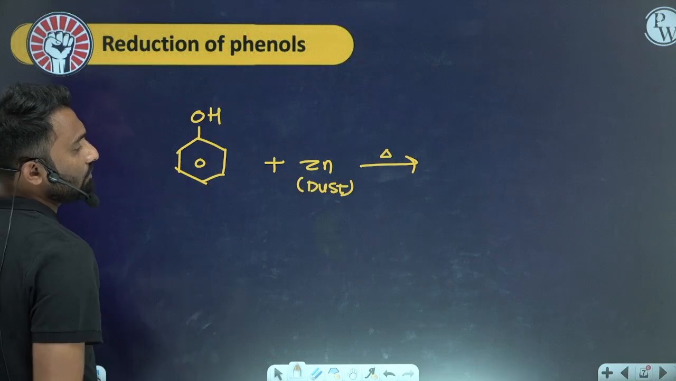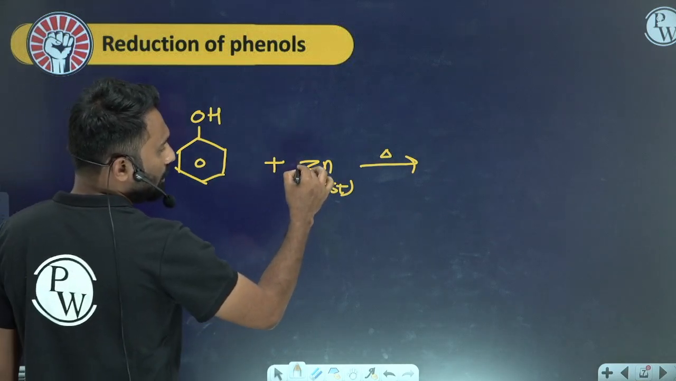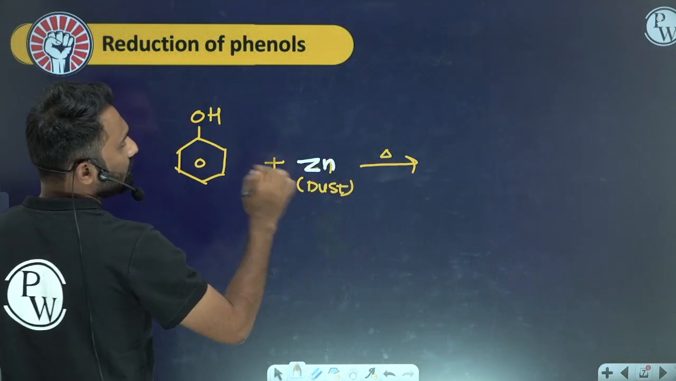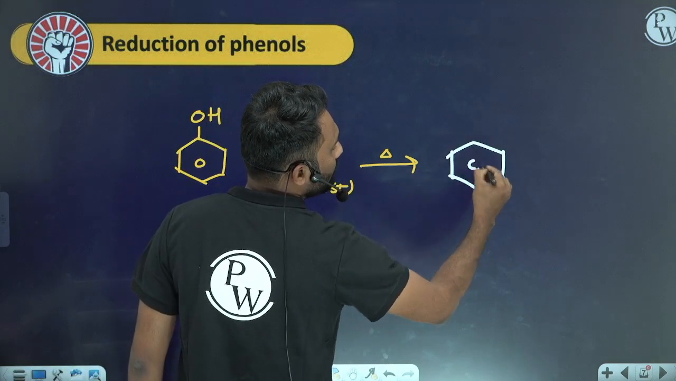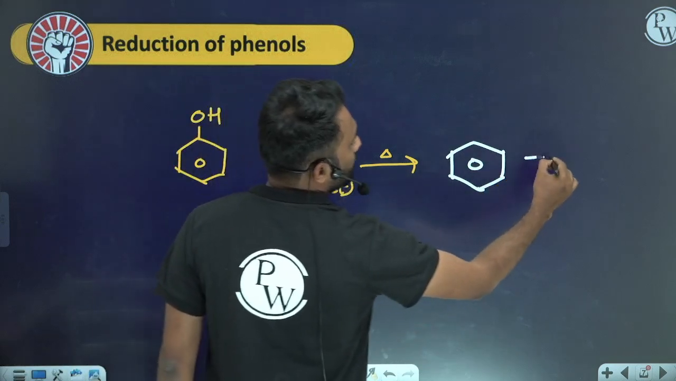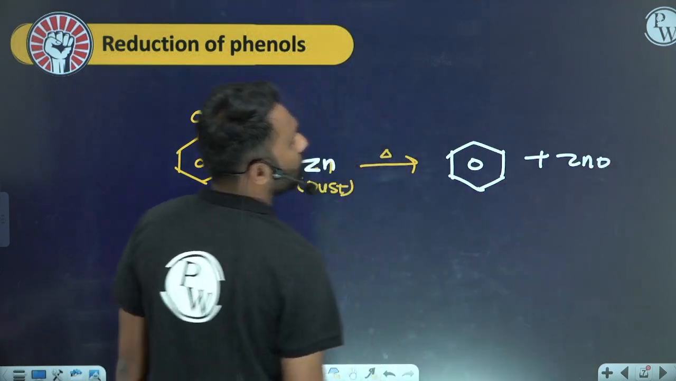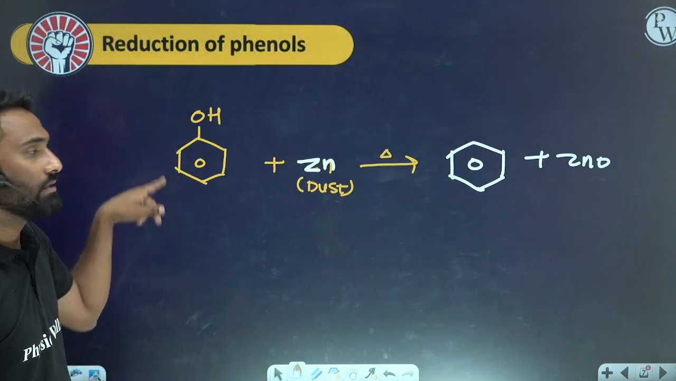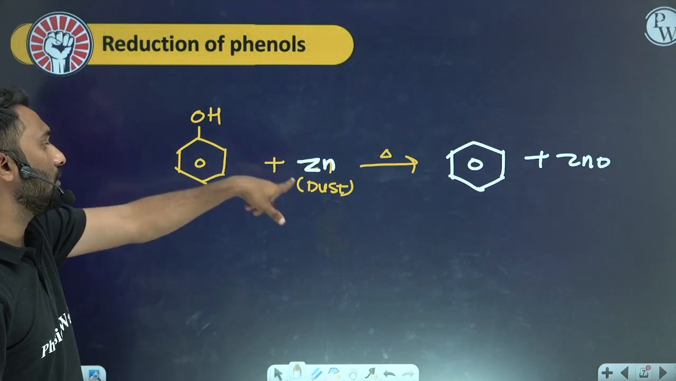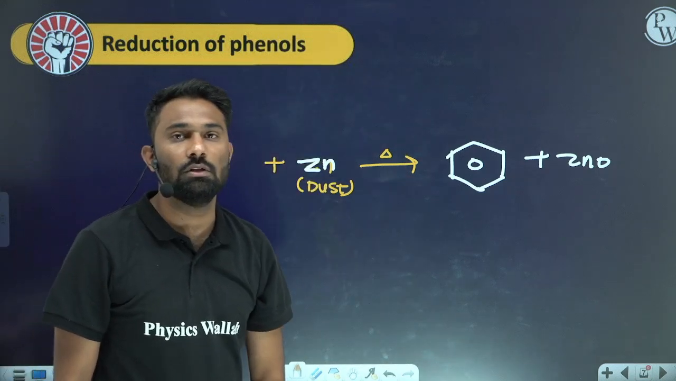Phenol in the presence of zinc dust. If phenol is given with zinc dust, you only need to remember one thing: it will remove the OH and give benzene, and it will form zinc oxide. Clear? These are the three preparations. Phenol in the presence of zinc dust directly gives benzene.